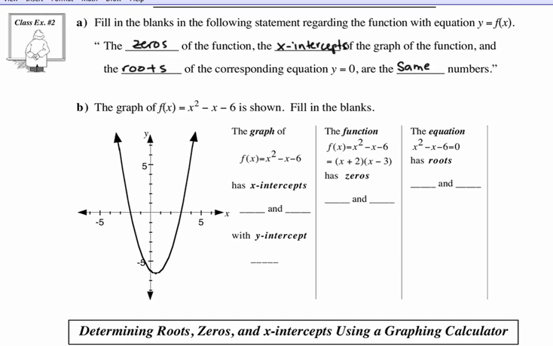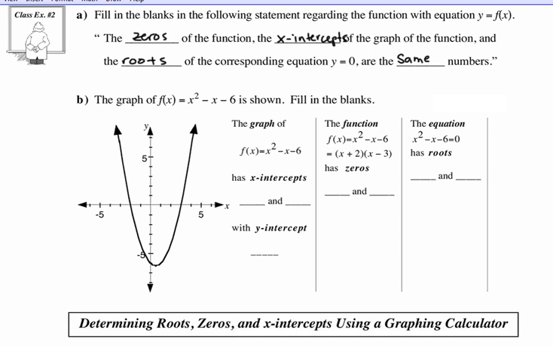Let's fill in some blanks here. In this question, the x-intercepts were -2 and 3. What's the y-intercept? -6. The function had zeros -2 and +3. And the roots we would have to factor, but because it's already factored for us, -2 and +3. Easy peasy.